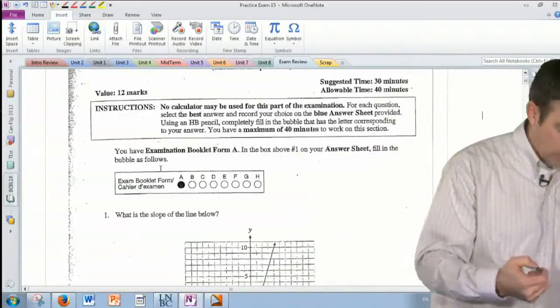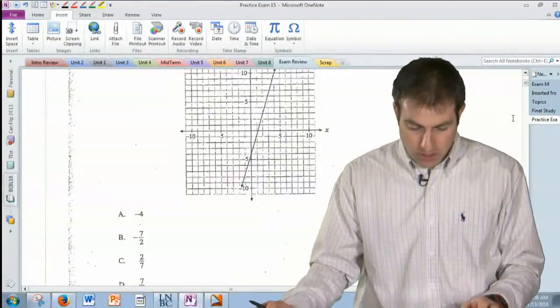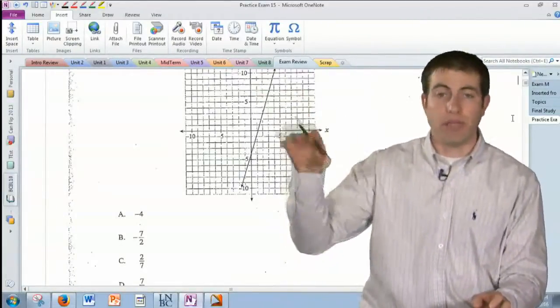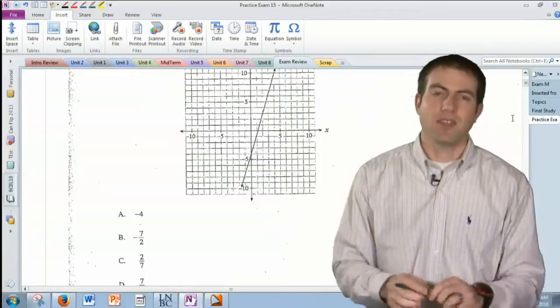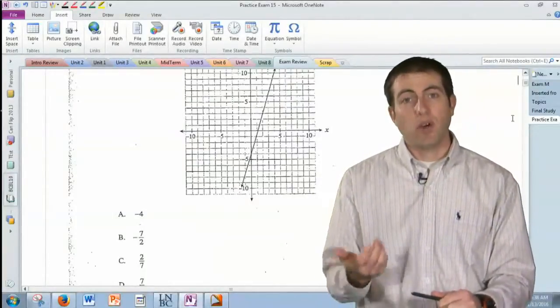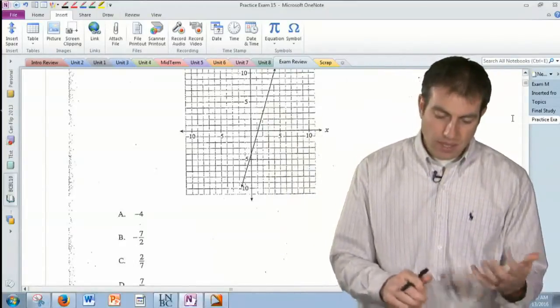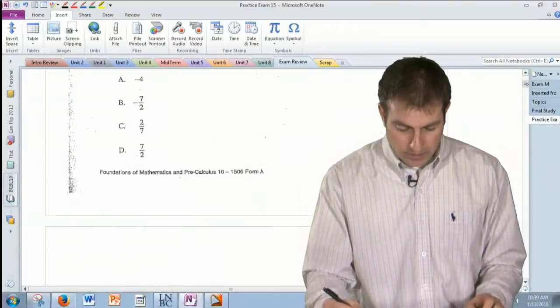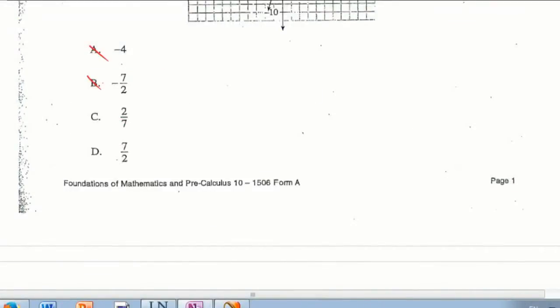I went through this exam actually a couple days ago, and I'll just point out a few things. In the first one, you can see that the line is going up and to the right. The idea here is that even if you didn't know how to find the slope, if you could identify that as a positive slope, something going up and to the right, then you could eliminate some of the answers. If you look at A and B, these are both negative slopes, and a negative slope goes down to the right. So automatically, I can get rid of those two. That leaves C and D.